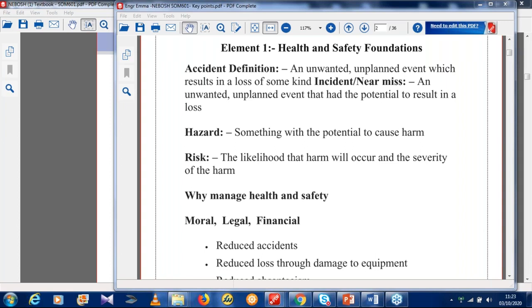Then we also talk about some other definitions. What's an accident, for instance? What do we mean by an accident?